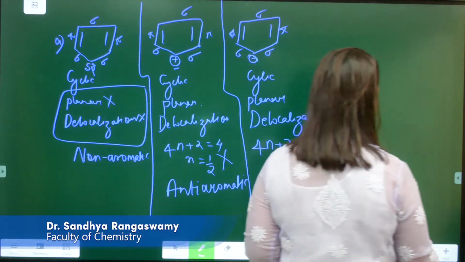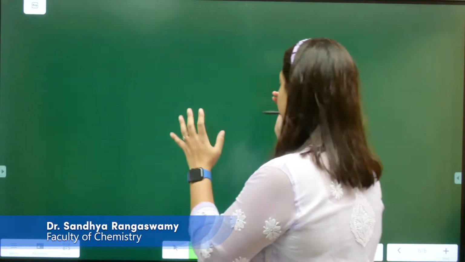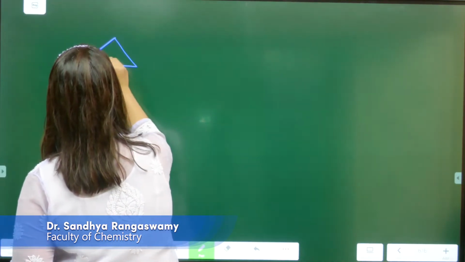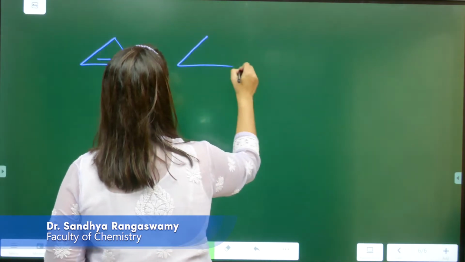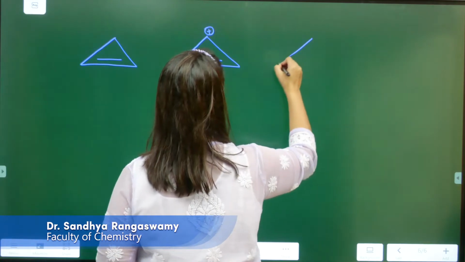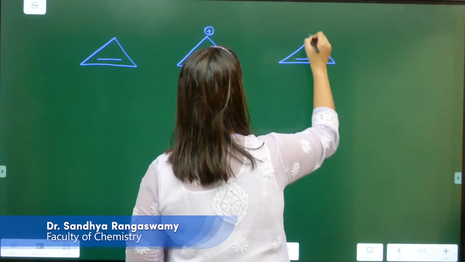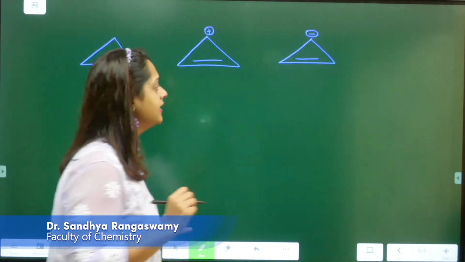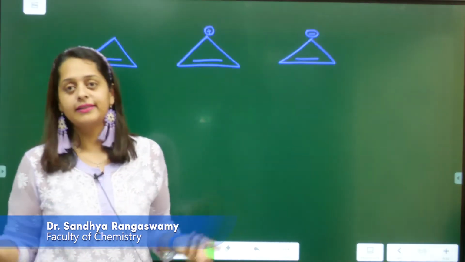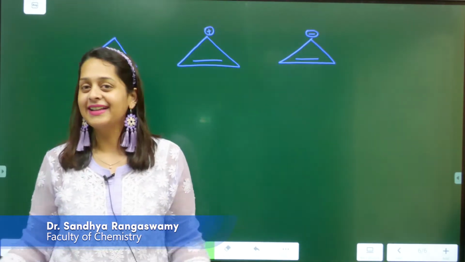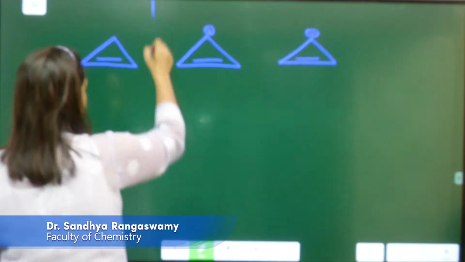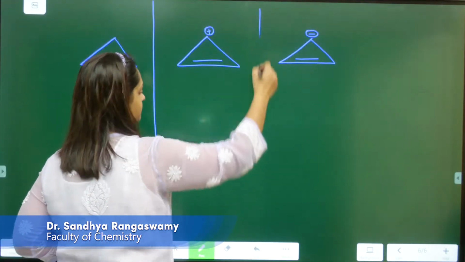Let's see one more example to be very certain whether I have totally understood this or not. So let's say I have been given 3 examples with the positive charge and with the negative charge. And I need to define these 3 compounds into a category. What is the category? Aromatic, non-aromatic and anti-aromatic. Okay, perfect. Let's see one by one. Let's go with the first one first.